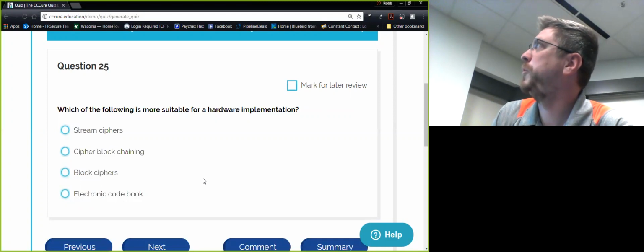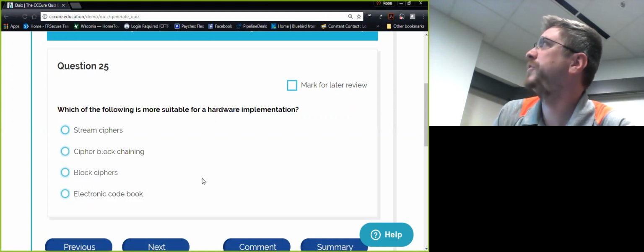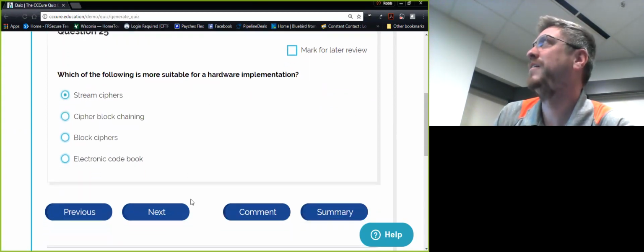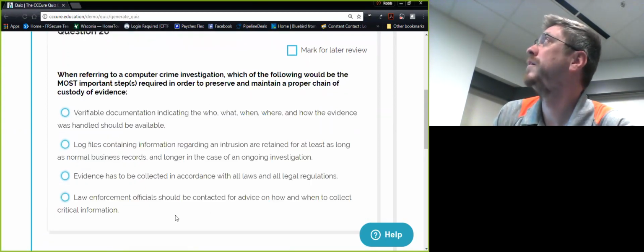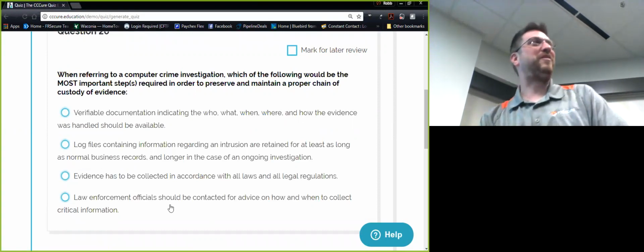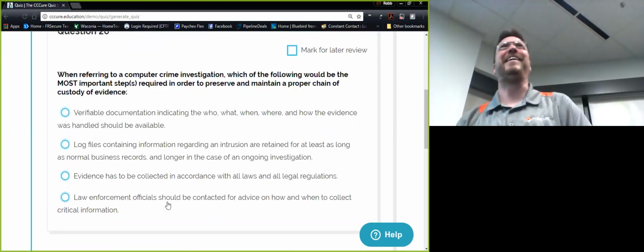Which of the following is more suitable for a hardware implementation? Stream cipher, cipher block chaining, block ciphers, or electronic code book? Stream ciphers? Okay. See, that's again where encryption, I just haven't done anything with it.